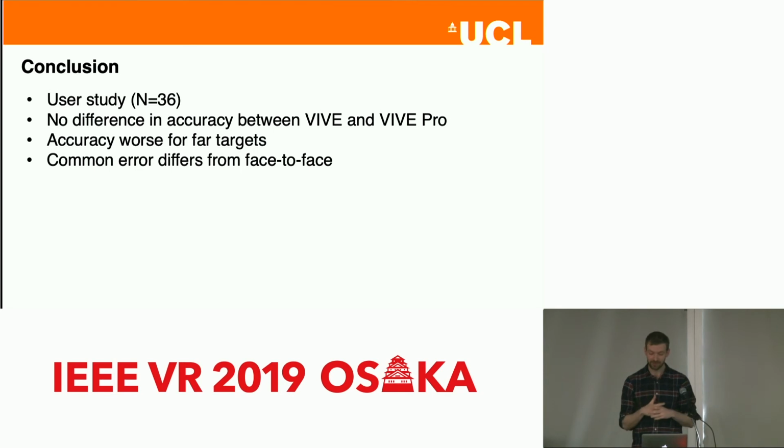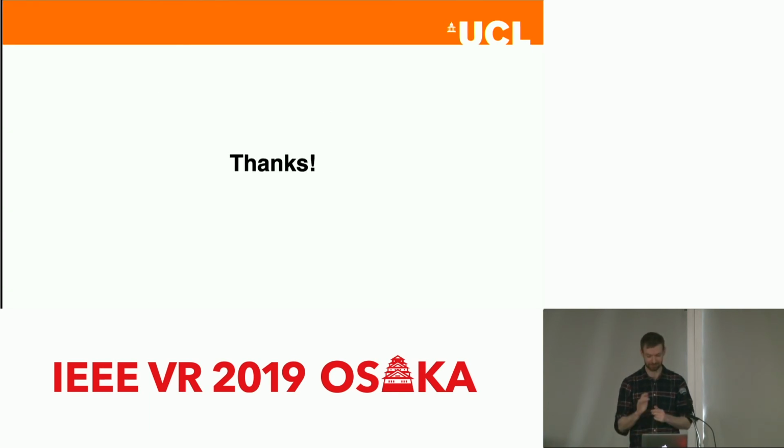Okay, so in conclusion, we did a user study with 36 participants. We didn't find a difference between the two head-mounted display resolutions that we checked, but again, we only checked two at a set distance. We found that accuracy is much worse for targets which are further away. And also we found a common error shifted towards the user, which is different from face-to-face scenarios. Okay, thanks very much.